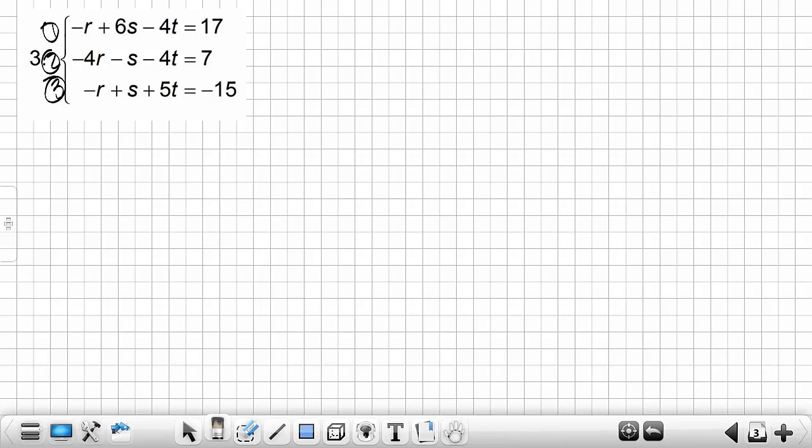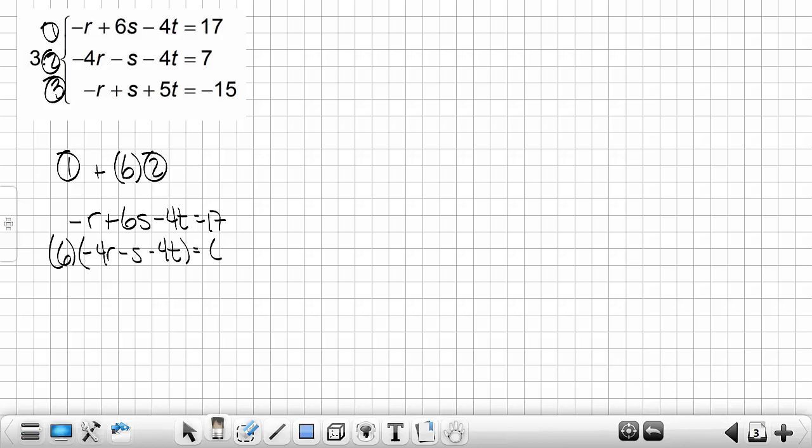So if I want to get rid of s, I can do equation 1 plus 6 times equation 2. Right? Because then that'll get me a negative 6s in equation 2. So I'm going to write negative r plus 6s minus 4t equals 17, and 6 times, now equation 2, negative 4r minus s minus 4t equals 7. Going to go ahead and distribute.